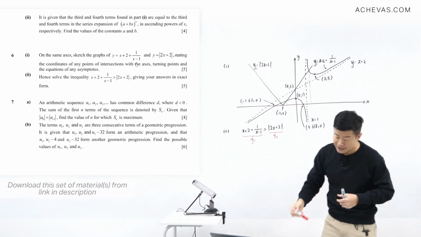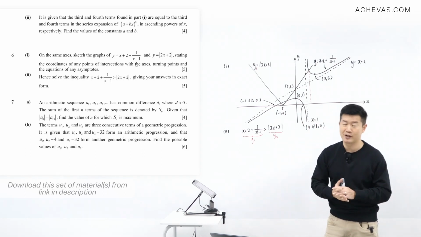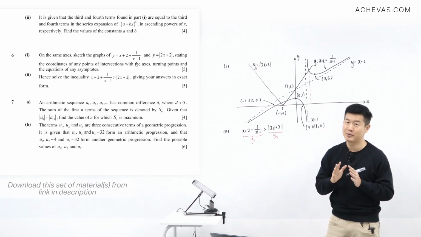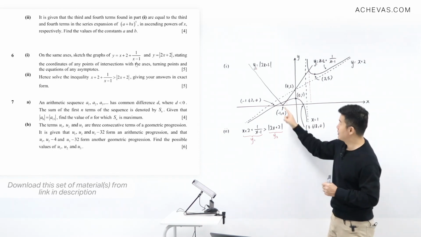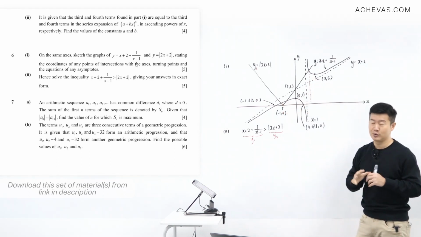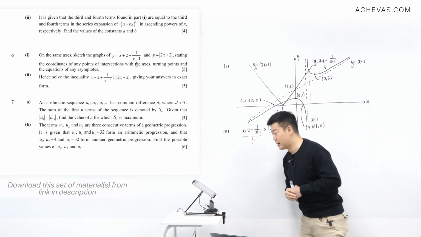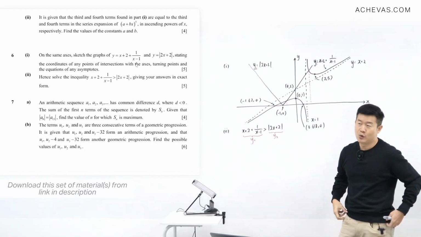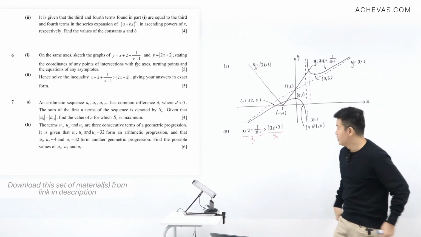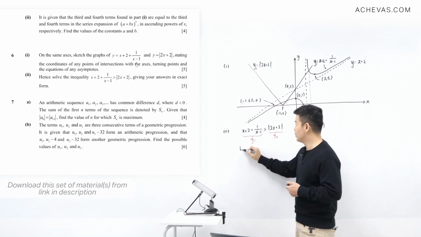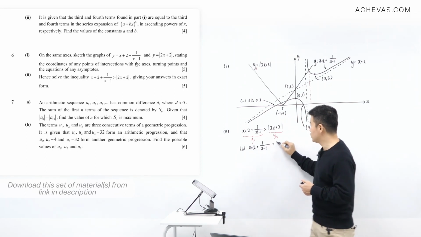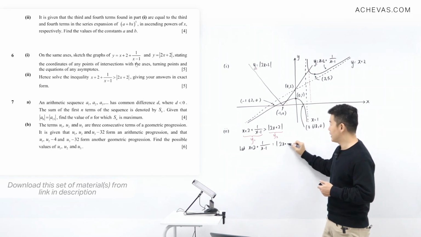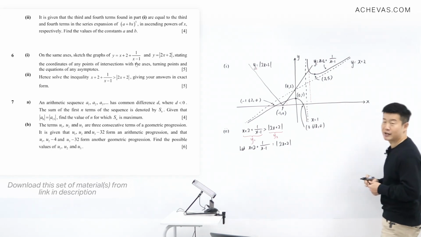The question doesn't want us to press the calculator, which would be easier, because we can just press in our calculator to find the intersection points. But the question wants our answer in exact form, so we have to solve it algebraically. To do that, we let x plus 2 plus 1 over x minus 1 be equal to modulus of 2x plus 2. So let's find the x coordinates of the intersection.